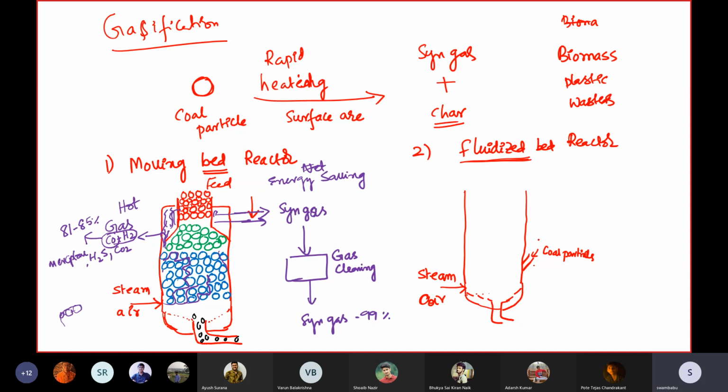So here what happens is that the particles come down and get fluidized. In this case, the air and steam velocity should be higher so that the particles are fluidized. One of the advantages of fluidization is that uniform mixing of particles and steam and air will take place. Uniform mixing of steam, air and coal particles will take place.